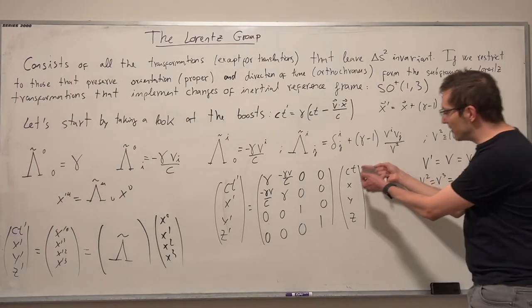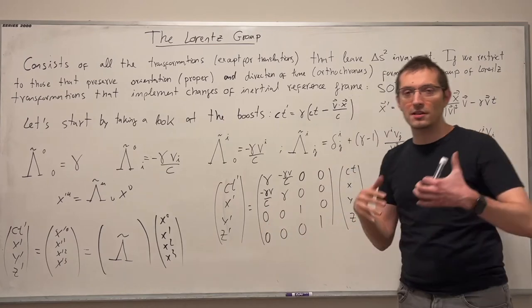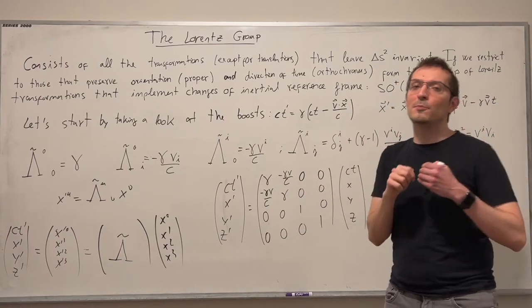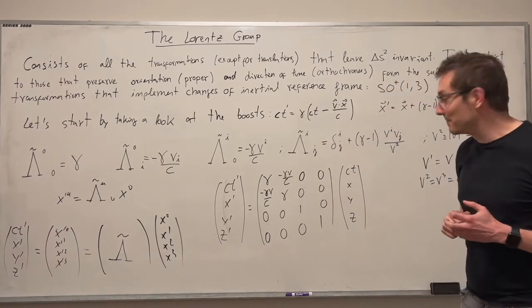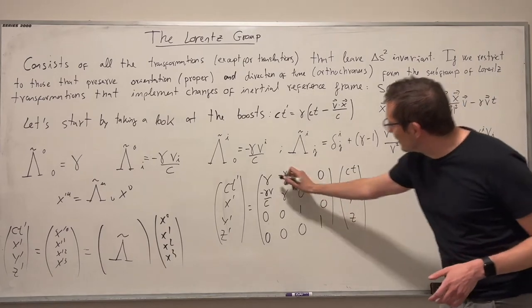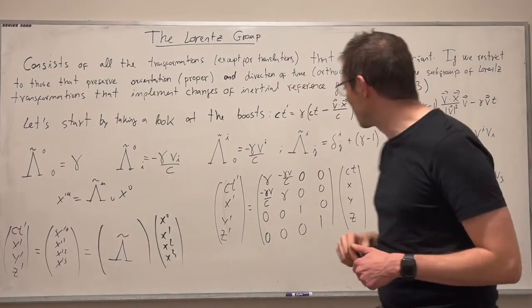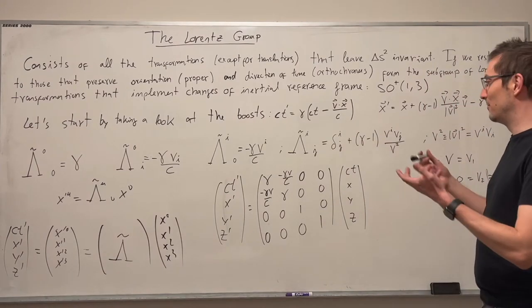Alrighty. So this is the transformation between the two reference frames. Between an event in the reference frame S and an event in the reference frame S prime, the coordinates of that event, from the point of view of a reference frame S prime that is boosted by a velocity v in the direction of x. Now, this matrix, I'm pretty sure this is what you've seen in previous courses for Lorentz transformations in matrix form, right?